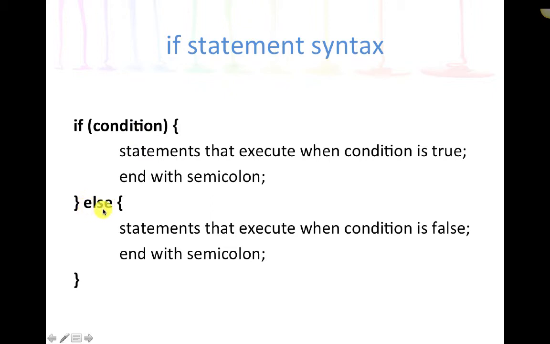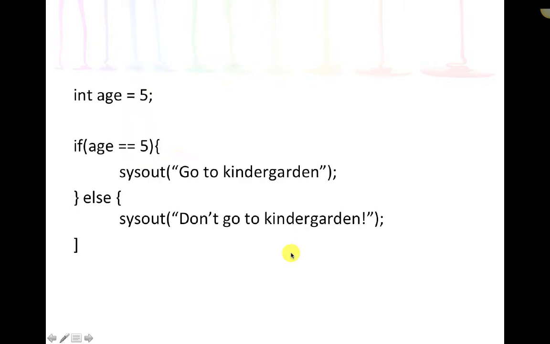If this condition does not evaluate to true, it will come down here and run what's inside the else. So in this case, it will run everything in between these two curly brackets if this condition is not true. And again, notice that all these statements also end with a semicolon. It's a simple example. We've set a value for age to be equal to 5, and we do a quick check here. If age is equal to 5, then we would sys out go to kindergarten. Otherwise, we're going to sys out don't go to kindergarten.